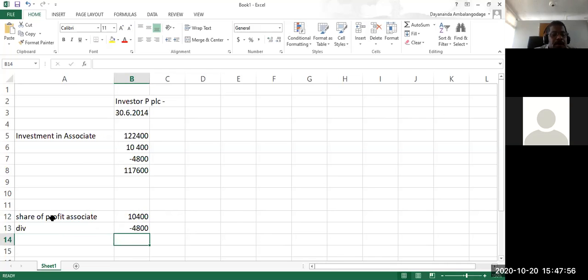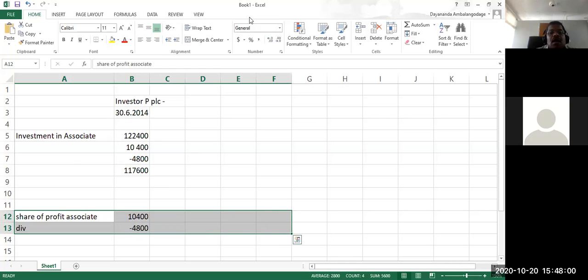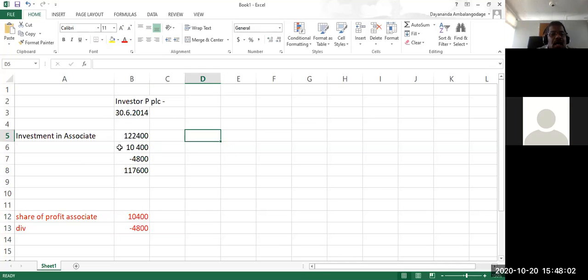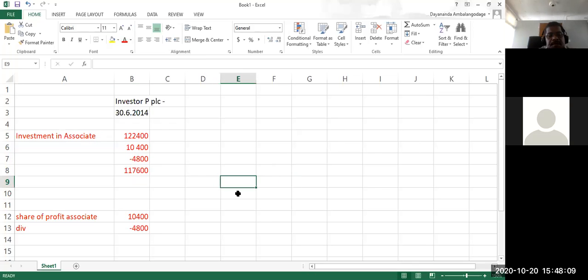These are profit and loss figures. These are, I would say, balance sheet items. So shall we go to the next one? The next one is the consolidation worksheet, 30th June 2015.